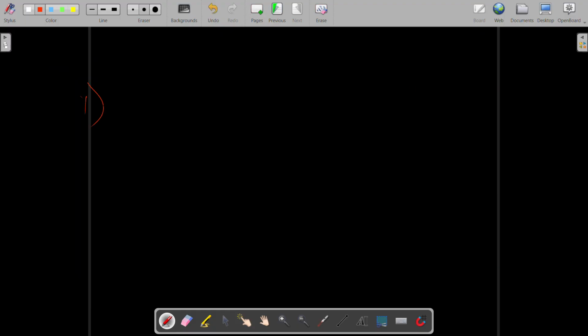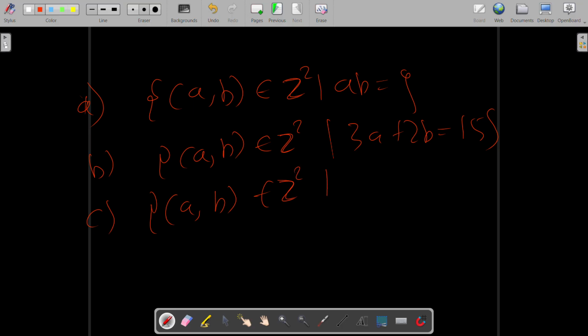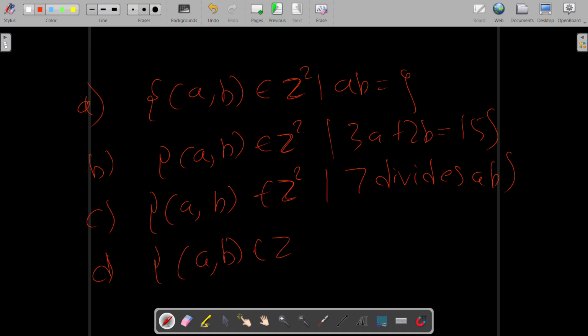Option A: the set of (a, b) belonging to Z square such that ab is equal to 0. B: the set of (a, b) belonging to Z square such that 3a plus 2b is equal to 15. C: the set of (a, b) belonging to Z square such that 7 divides ab. D: the set of (a, b) belonging to Z square such that 2 divides a and 3 divides b.